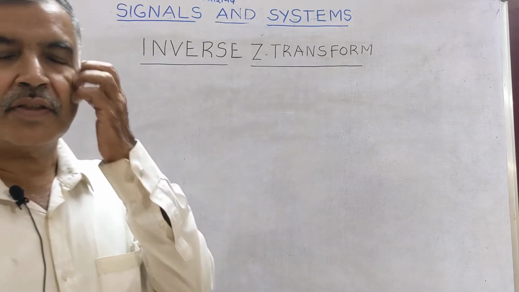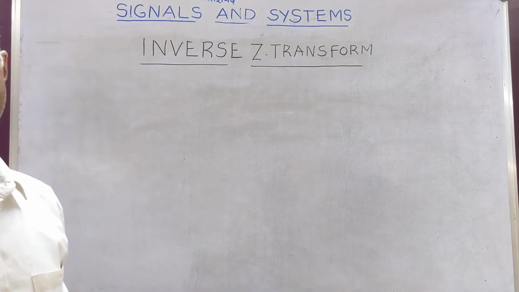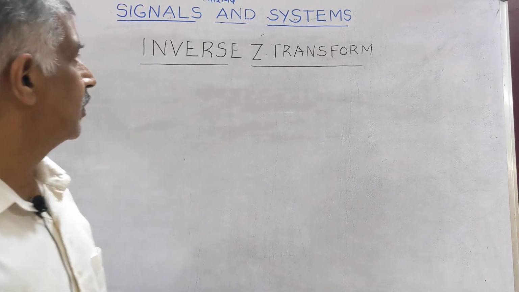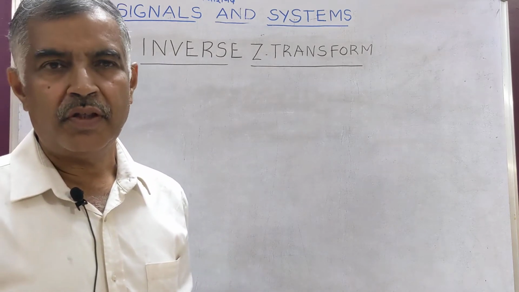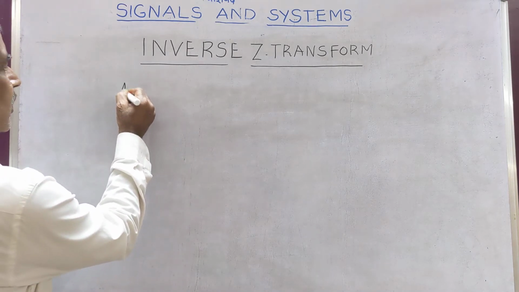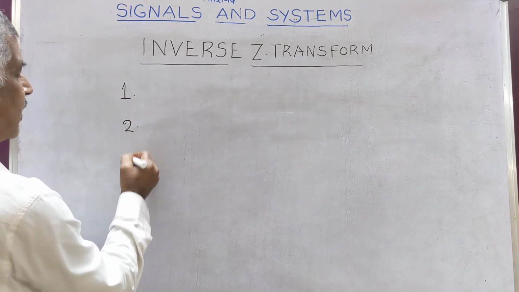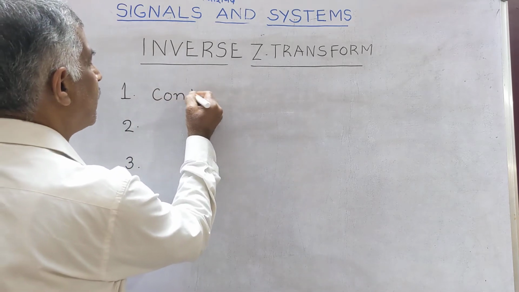Last class, I gave an introduction to inverse Z transforms and defined what inverse Z transformation is. Next comes the question: in how many ways can we do inverse Z transformation? There are three methods. Number one is what is called the contour integration method.